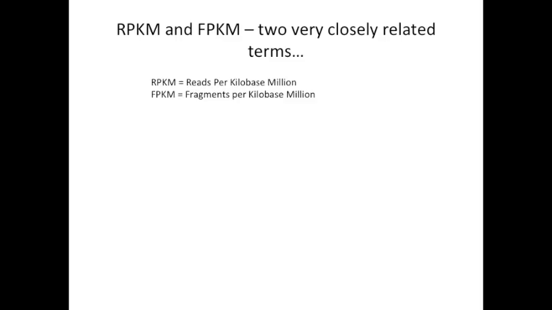First, RPKM, as you know, stands for reads per kilobase million. FPKM stands for fragments per kilobase million. The only difference is that RPKM is for single-end RNA-seq and FPKM is for paired-end RNA-seq.